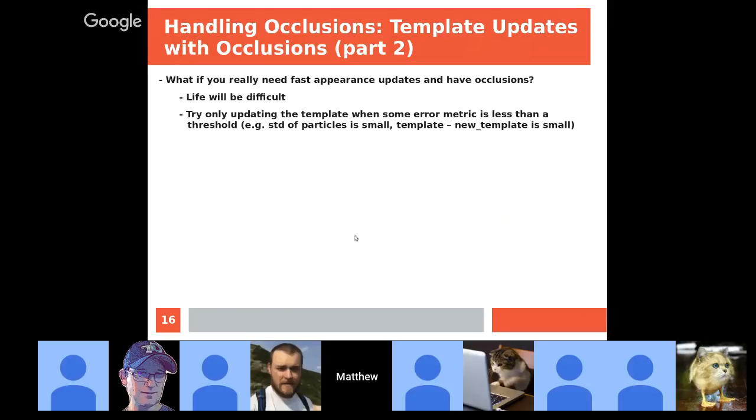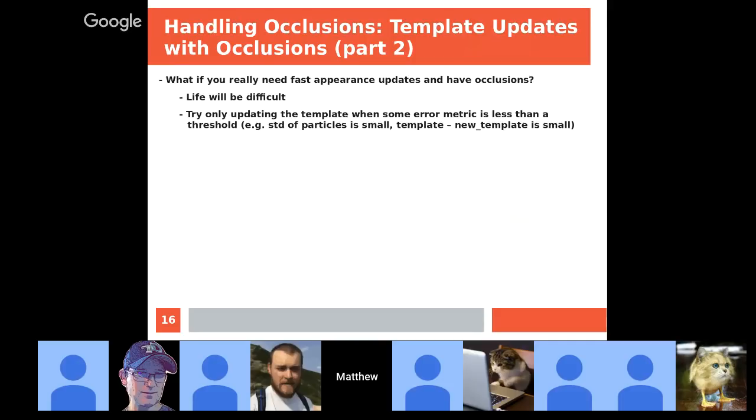There's an advanced technique you can try, which is only updating the template if some error metric you choose is less than a threshold. Two obvious candidates are the standard deviation of the particles. If the particles are very dispersed, you're uncertain where the object is and might not want to update your template because you're worried about getting it wrong. Or you could directly check, has there been an enormous change in the template? Is template minus new template large or small? And you have to do some squaring and other operations there. But those are some ways you can try and deal with the need to have fast appearance updates and possibly occlusions. So that's what I have to say about handling occlusions.